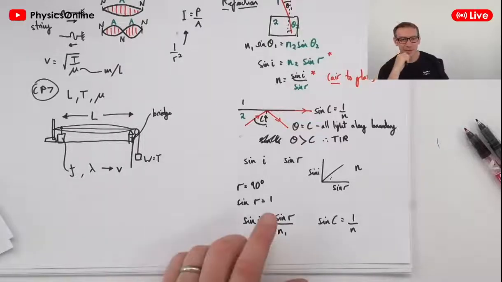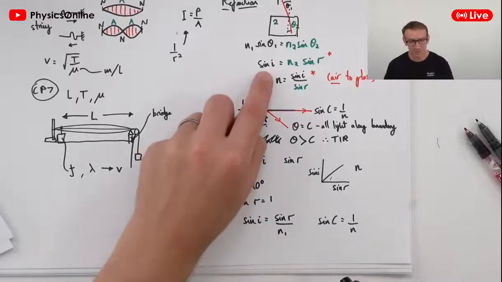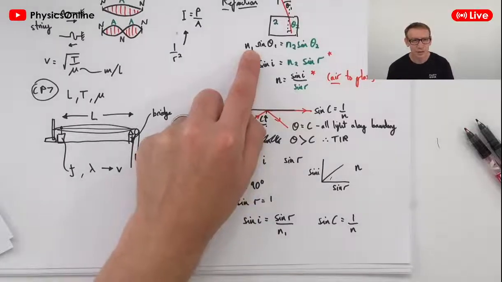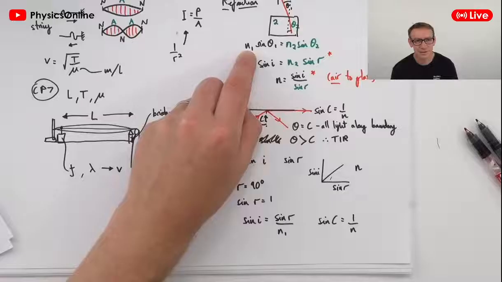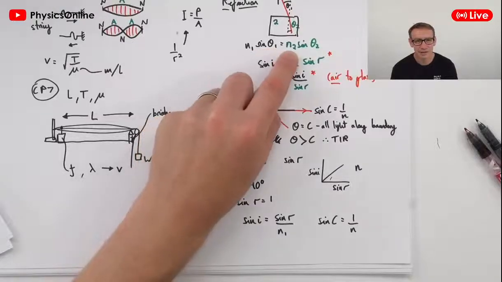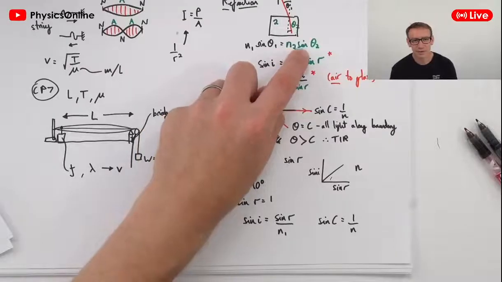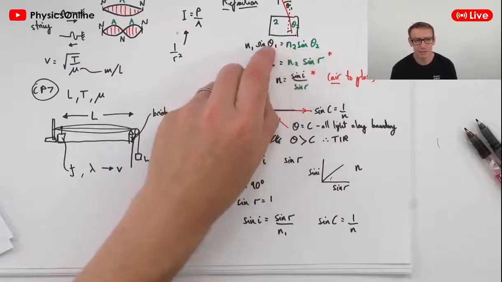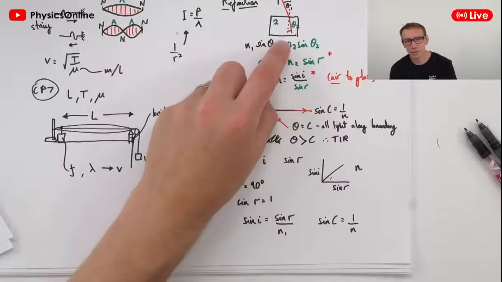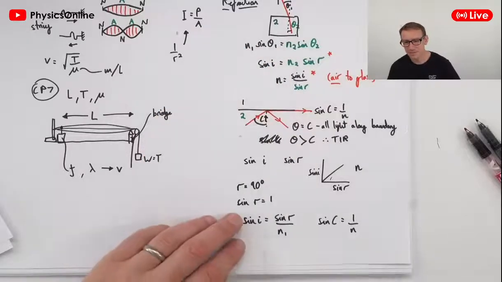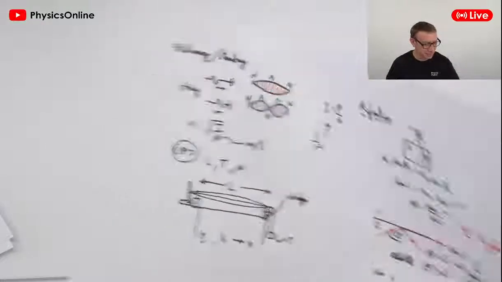I do have videos about this, but basically from this equation up here, sine theta 1 is the same as sine c, and n2 is going to be 1, sine theta 2 is 1, and therefore you've got sine c is equal to 1 over n. Okay, right, that's a bit about refraction.